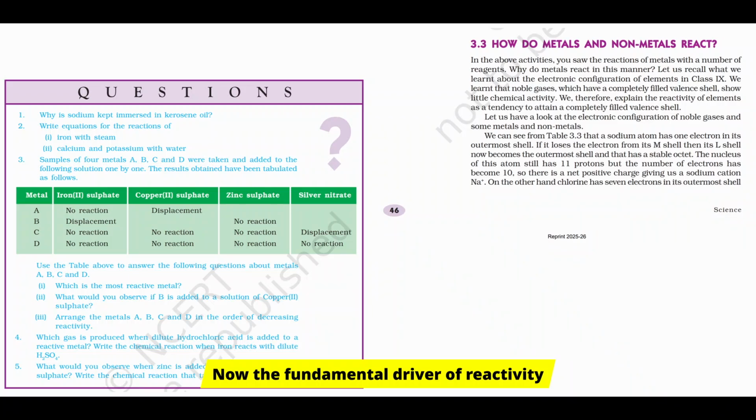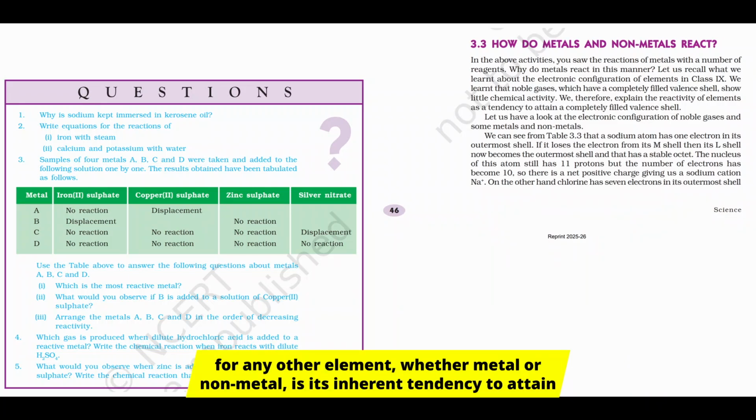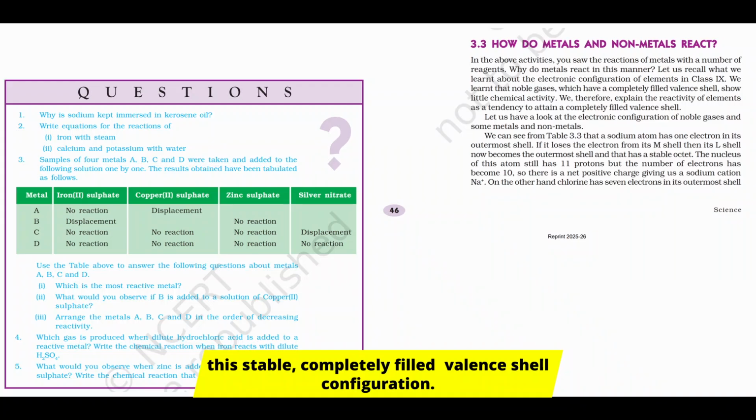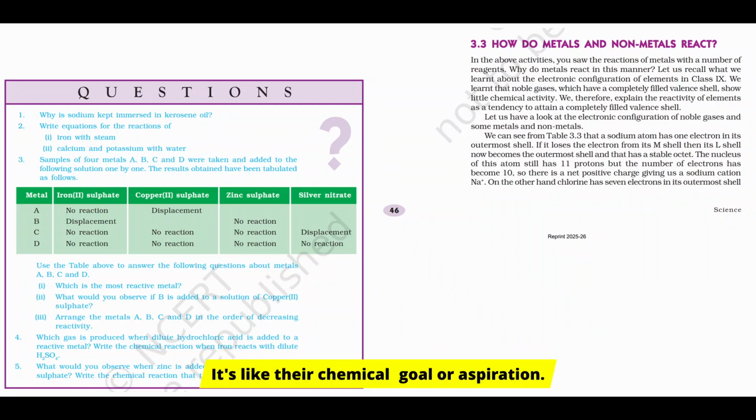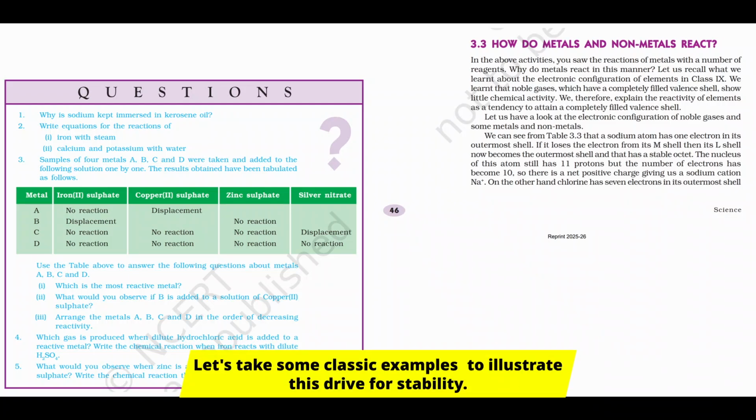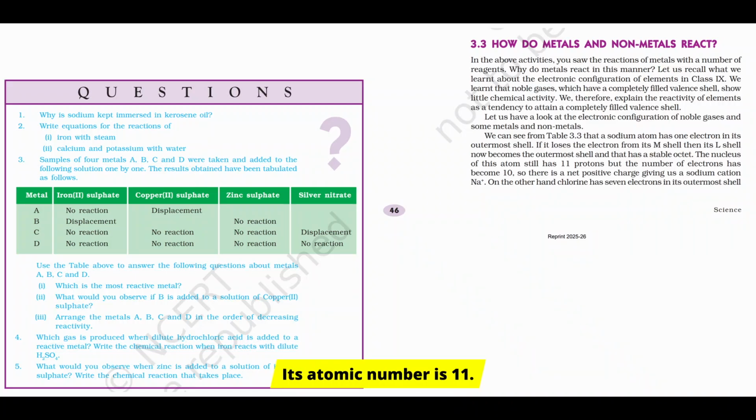Now, the fundamental driver of reactivity for any other element, whether metal or nonmetal, is its inherent tendency to attain this stable, completely filled valence shell configuration, usually an octet, 8 electrons in the outermost shell. It's like their chemical goal or aspiration. Let's take some classic examples to illustrate this drive for stability. Consider sodium. Its atomic number is 11. Its electronic configuration is 2, 8, 1. Right. K shell 2, L shell 8, M shell 1. Right. 1 electron in the outermost shell.